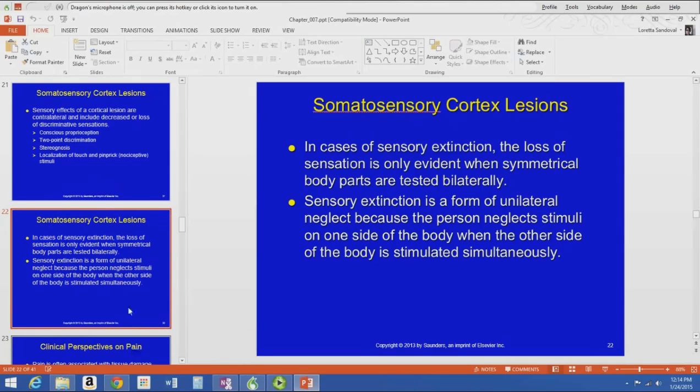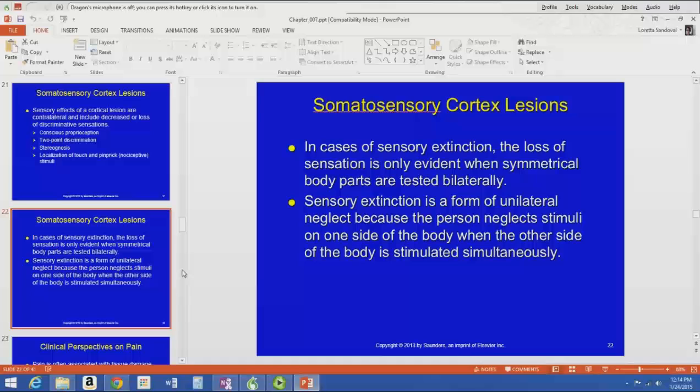So they talk about sensory extinction, where you have loss of sensation when you test symmetrical body parts bilaterally, and it can be a form of unilateral neglect, which you'll often see with CVAs. The person isn't getting stimulus from one side of the body, and so they're not even aware of that arm being there. So it's kind of interesting.